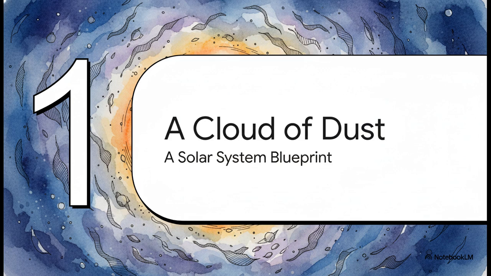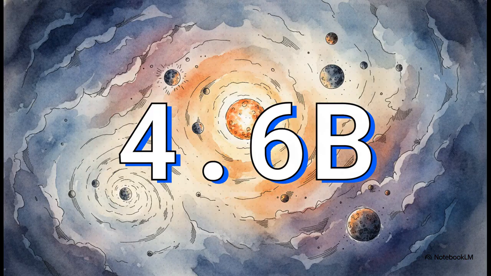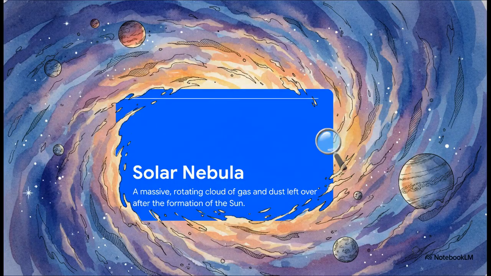Okay, let's kick things off with Phase 1, a cloud of dust. This is literally the blueprint for our entire solar system. To really get this story, you've got to wrap your head around the timeline. We're going back, way, way back, 4.6 billion years ago. The scale is mind-boggling. And this is where it all begins.